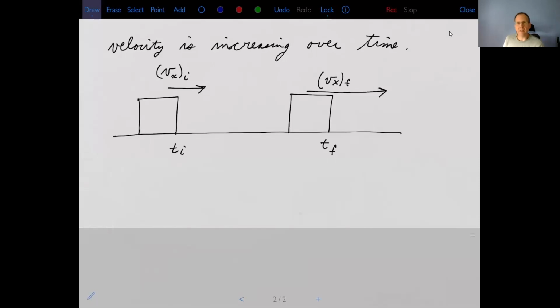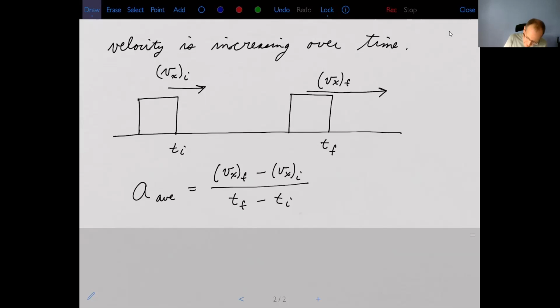Since there is a change in velocity in the x direction, it means that there's an acceleration, in this case, in the x direction. Anytime you have a change in velocity, you're going to have an acceleration. So what we could calculate is what's called the average acceleration over that time interval. And the definition of that is the following. I'll call it A average. It's going to be the final velocity minus the initial velocity divided by the final time minus the initial time.